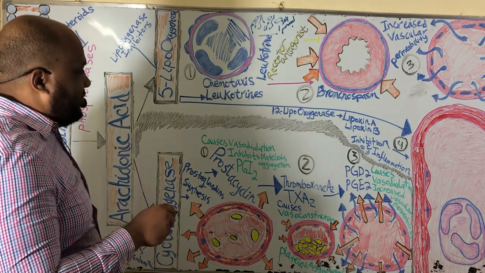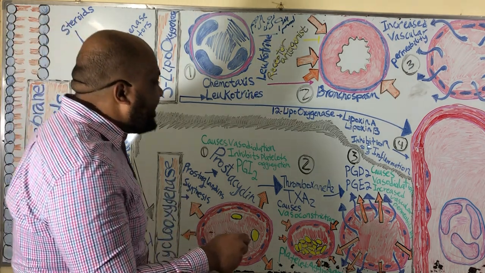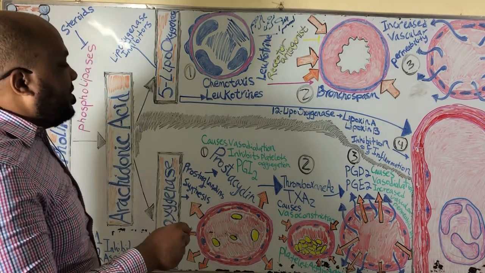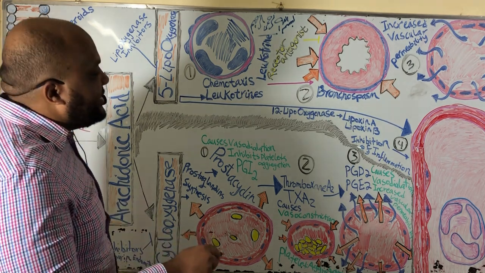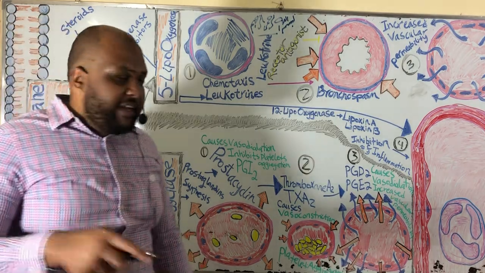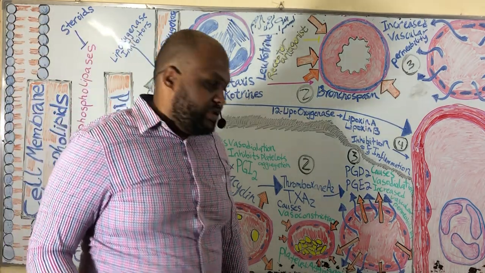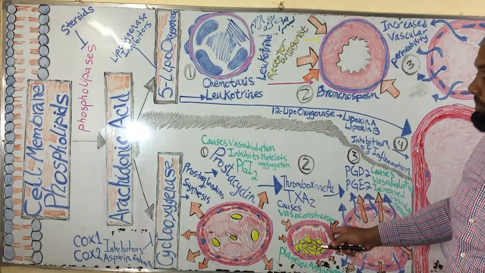Is 12 lipoxygenase pro-inflammatory or anti-inflammatory? It is anti-inflammatory. 12 lipoxygenase acting on arachidonic acid will lead to the production of lipoxins, and lipoxins will inhibit inflammation. That's very important to understand. Now let's look at the second pathway, and that is the cyclooxygenase pathway.